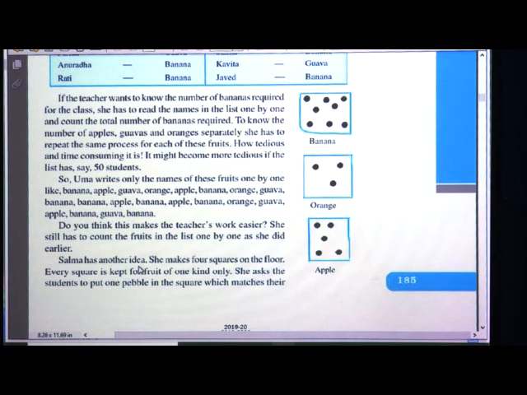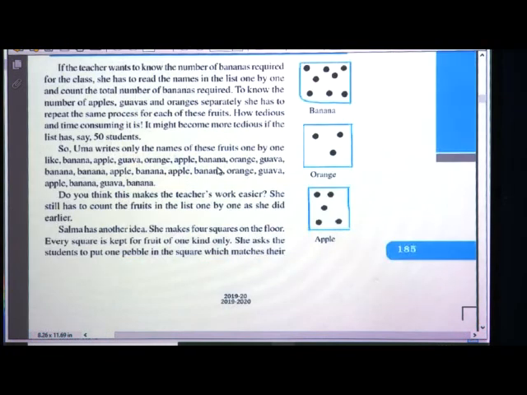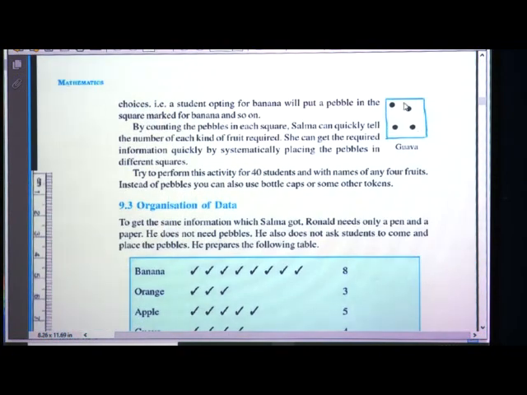Salma has another idea. She makes 4 squares on the floor. Every square is kept for fruit of one kind only. She asks the students to put one pebble in the square which matches their choice. A student opting for banana will put a pebble in the square marked for banana. Four squares are made: one for banana, one for orange, one for apple and one for guava.